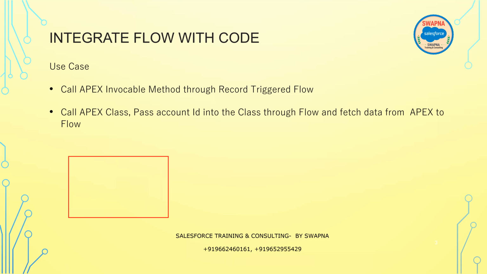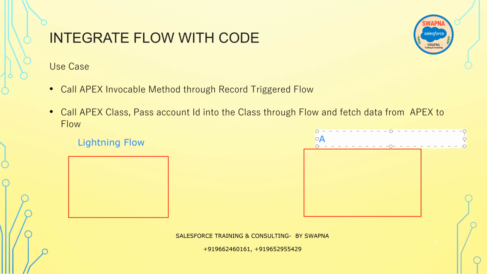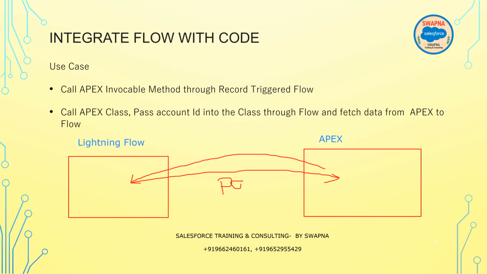So here I have a Lightning flow, which is a record triggered flow. And then I have the other side, Apex. I'm calling the Apex from the Lightning flow. So whenever I call the Apex from the Lightning flow, I want to pass a parameter.